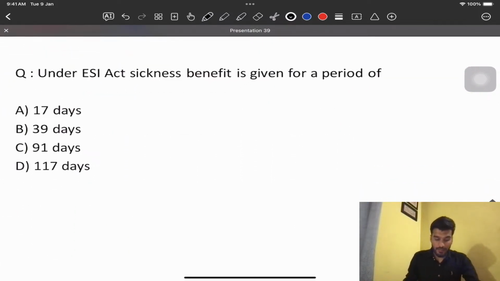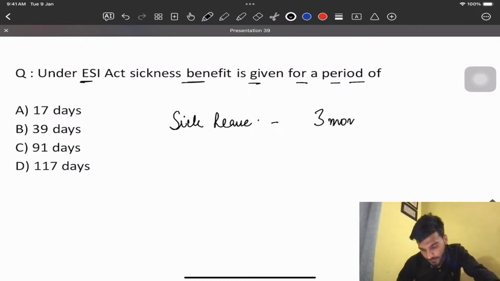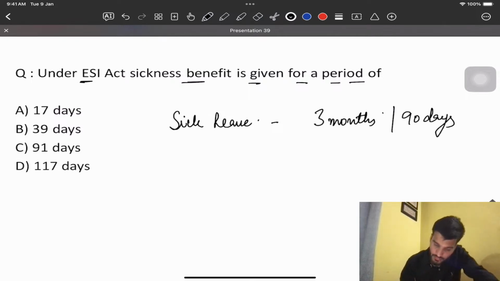Under the ESI Act, the sickness benefit is given for how much time? Let's discuss. If I talk about sick leave, that is given for 3 months, or 90 days. And the salary given to the patient in this period of 3 months will be 70% salary.